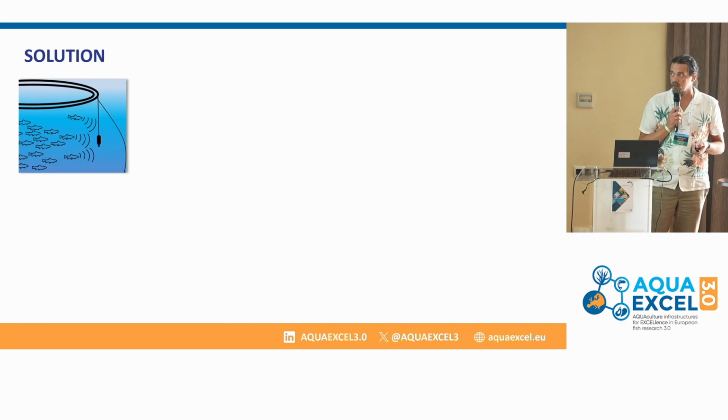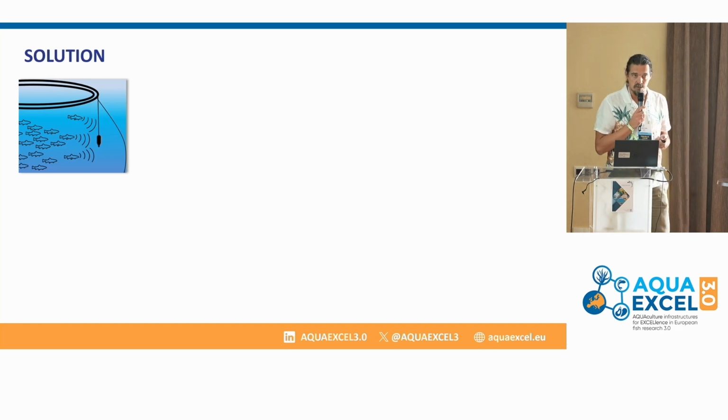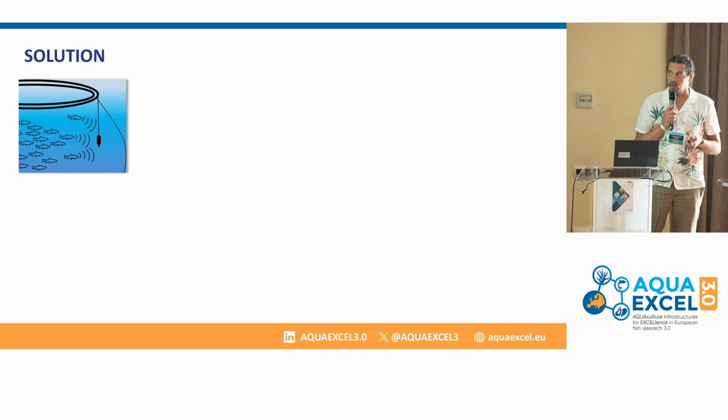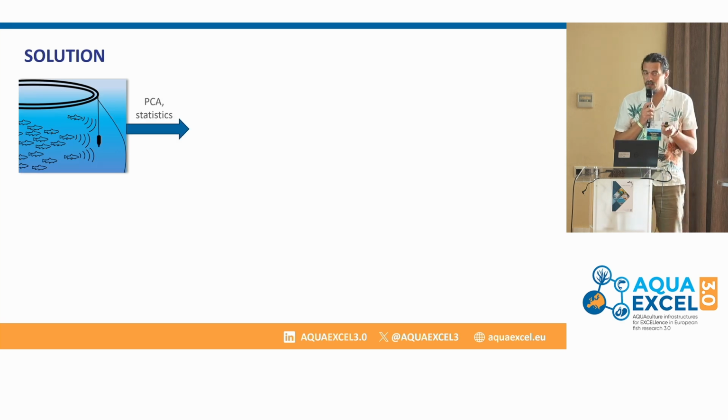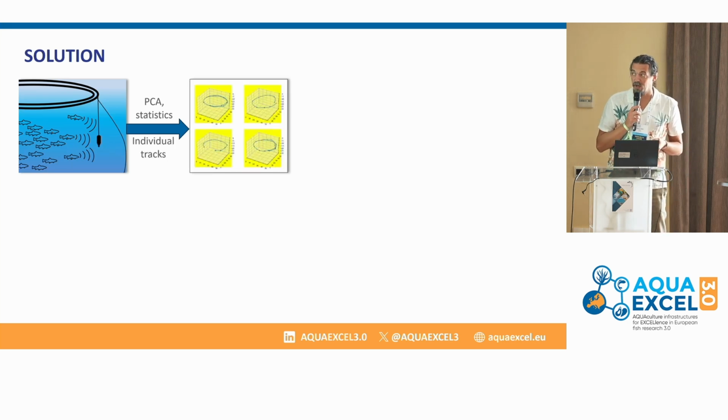So the first solution is based on the use of artificial intelligence and those kinds of methods. In this case, we had a time series of individual positions from individual fish in the cages. We subjected these to PCA, principal component analysis, and statistics, to try to identify typical patterns in the data, like circular swimming as illustrated here, which is an interesting property related to the behavior of the fish.